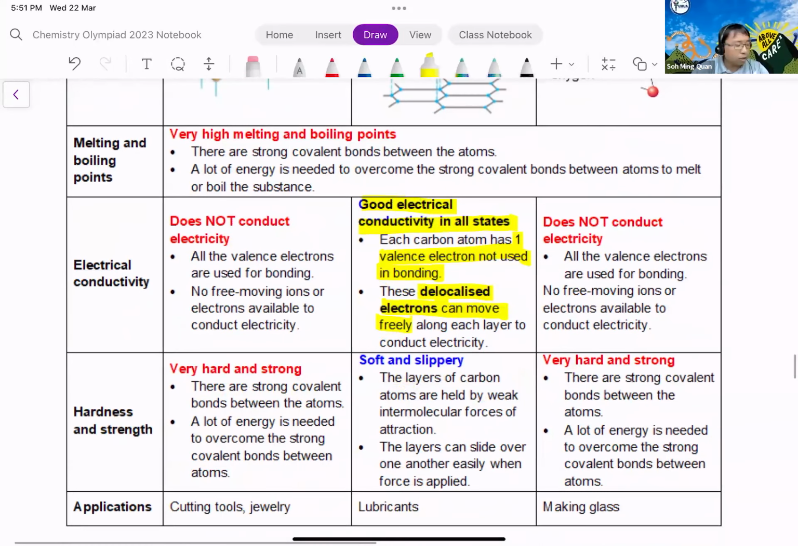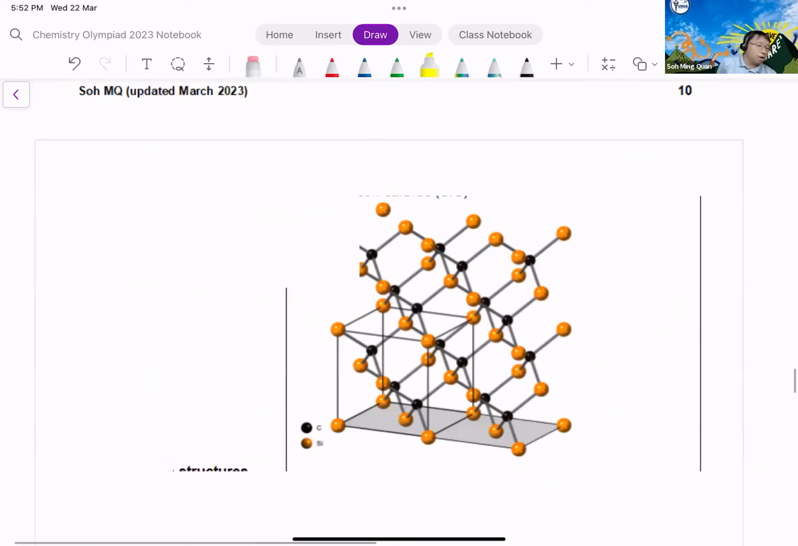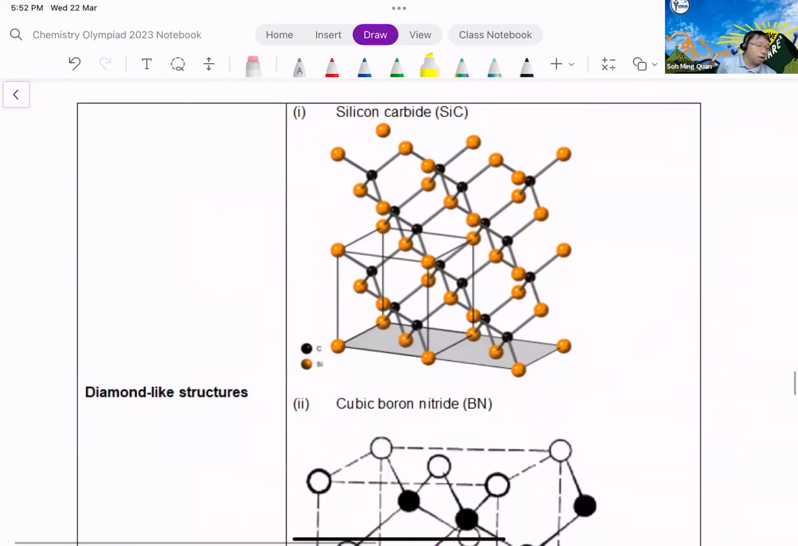Finally, graphite, unlike diamond, is very soft. And that's because there are weak intermolecular forces of attraction between the layers of carbon, which can slide over one another easily when a force is applied. Now, for the Sec 3 students, you will learn this quite soon, as one or 2 lessons. For my Sec 4 students, hopefully this is a useful recap for you from last year when we did diamond and graphite.